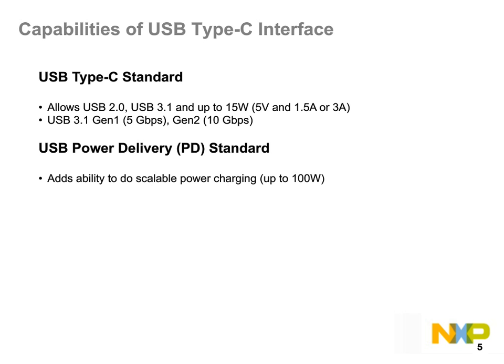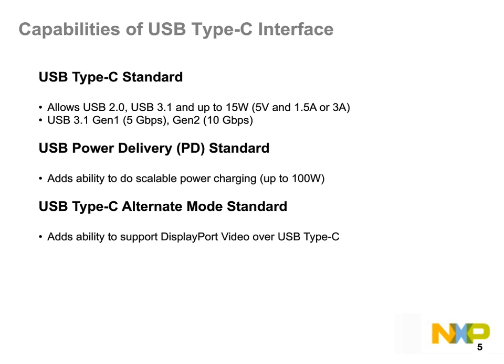So let's look at what the capabilities of the USB Type-C standard are and what all is included. To make it easy, let's just look at three different things. There is a USB Type-C standard defined by USB-IF. It allows the pass of USB 2.0 signals and USB 3.1 signals, which includes USB 3.1 Gen 1, which is 5 gigabit per second, and Gen 2, which is 10 gigabit per second.